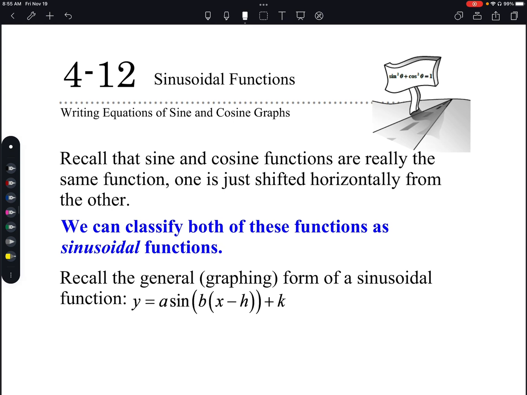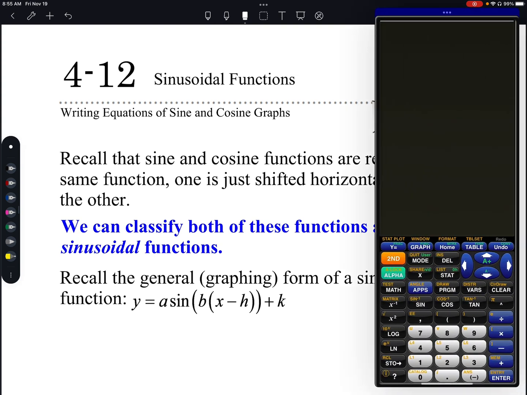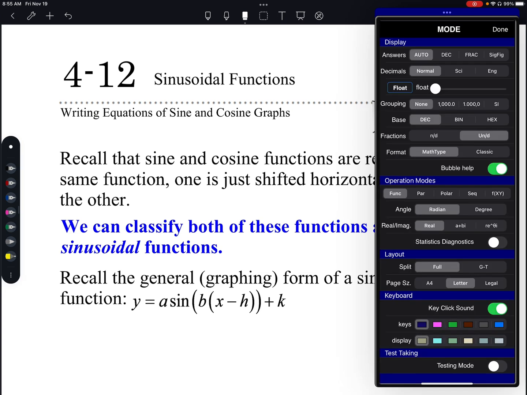So let's get started. It says, recall that the sine and cosine functions are really the same function. One is just shifted horizontally from the other. Okay, well, what does that mean? So let's just take a quick peek. I'm going to pull out my graphing calculator. Okay, so I have my calculator in radian mode.